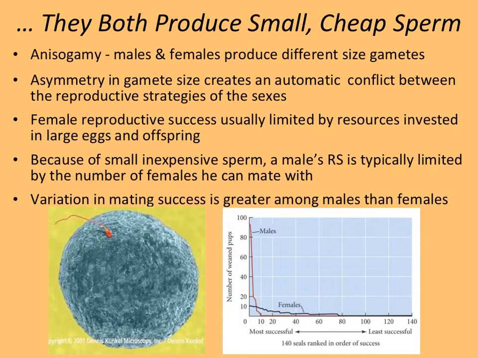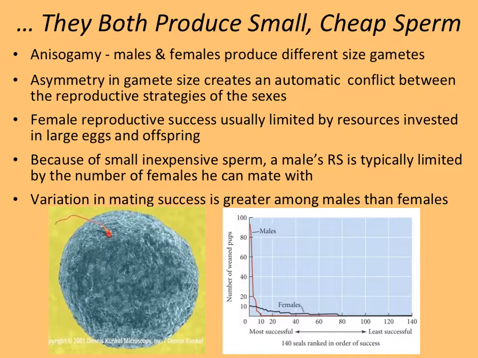Females' reproductive success is usually limited by resources invested in the large eggs and also in the offspring, if females provision the offspring, like humans do, right? So for humans, females usually only have one egg, and then there's lots of sperm. So for females, mating success is limited by the resources that she can put towards her offspring.